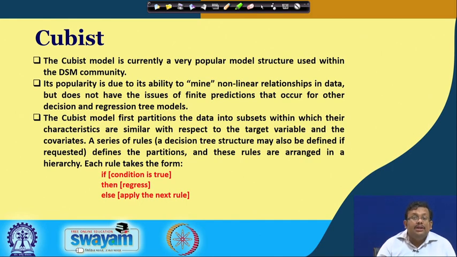in a hierarchy. Each rule has the form if, which basically shows if the condition is true, then we will fit a regression model, and if the condition is not true, then else we will apply the next rule. So, this is how it will fit the whole data, and ultimately, based on whether a condition is met or not, it will create a regression in the ultimate terminal node. So, this is how a Cubist model works, and the Cubist model is nowadays considered the most advanced method as far as digital soil mapping is concerned.